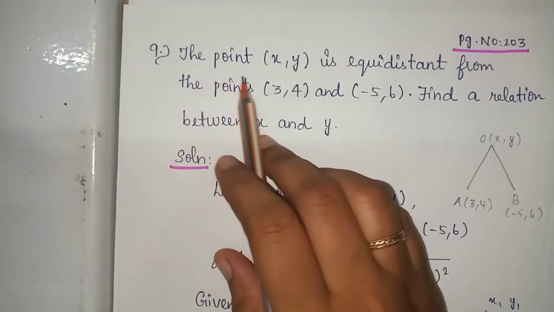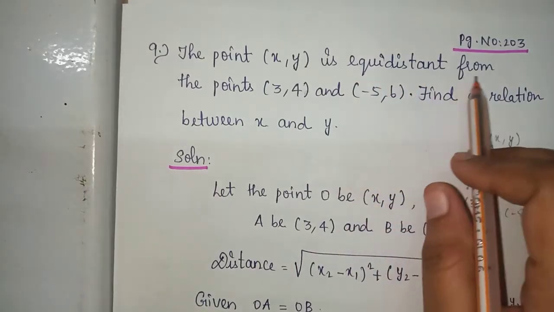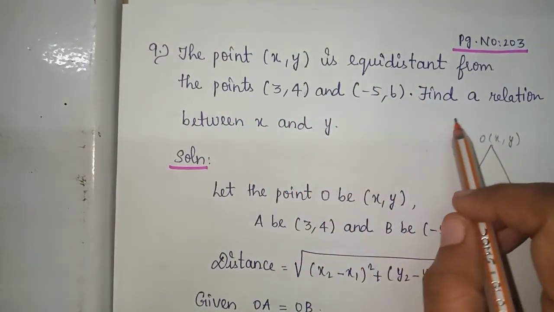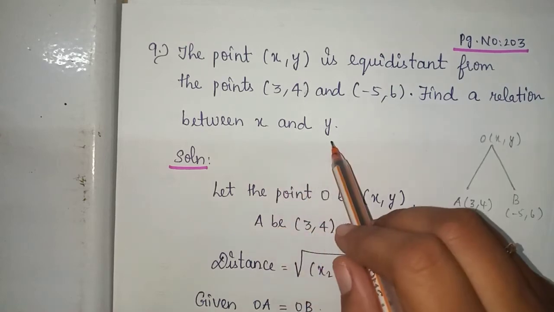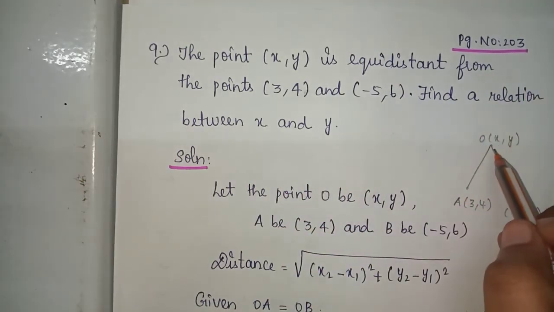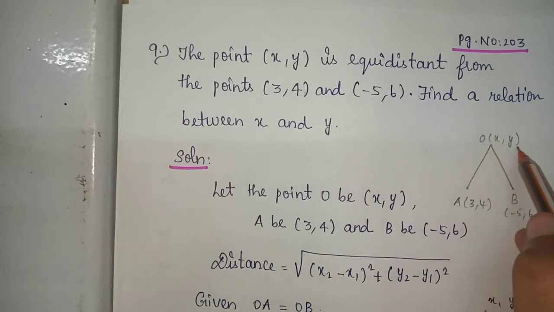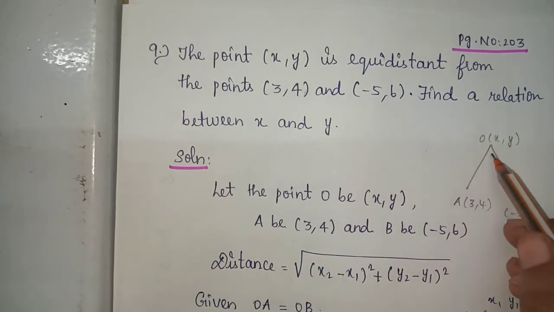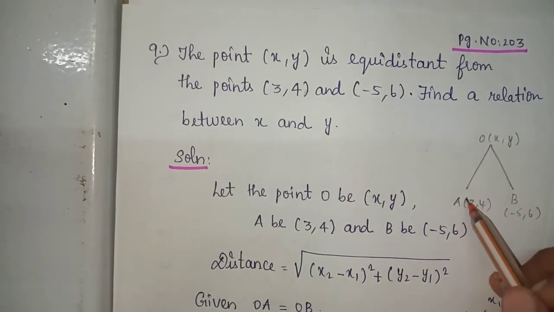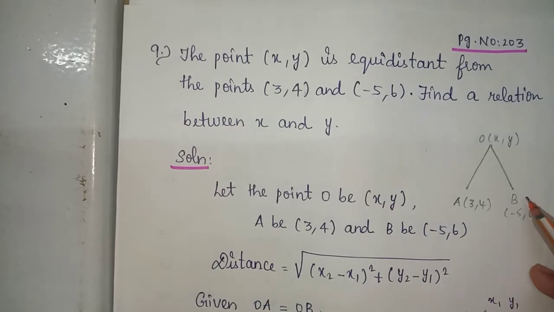Problem number 9. The point (x, y) is equidistant from the points (3, 4) and (minus 5, 6). Find a relation between x and y. This problem belongs to page number 203. We are taking one point, that is O(x, y), and the point O to A and O to B is equidistant. So they are given the A and B points.